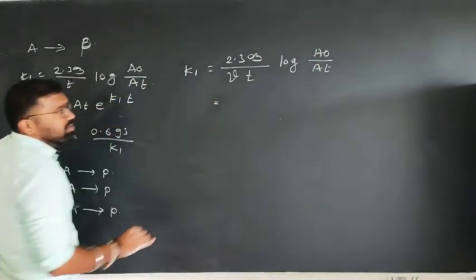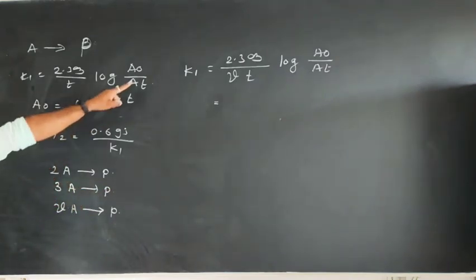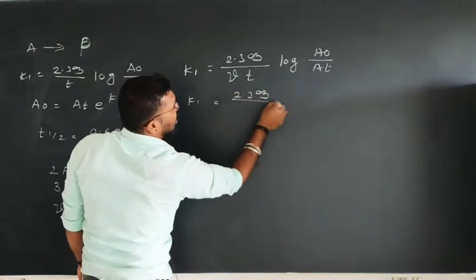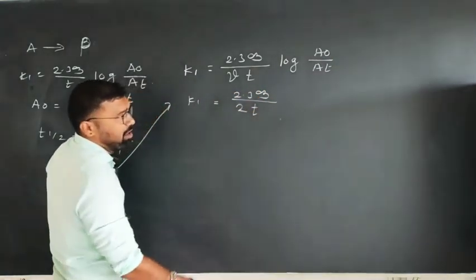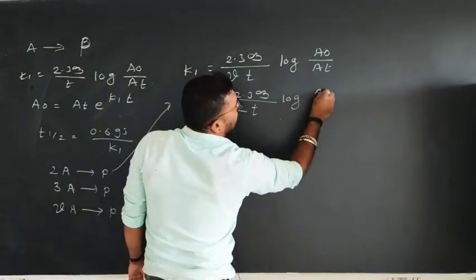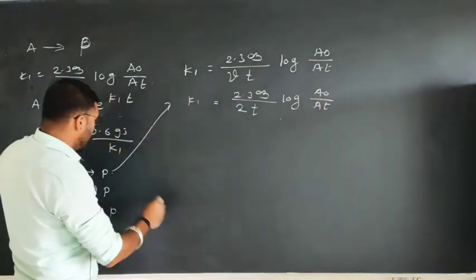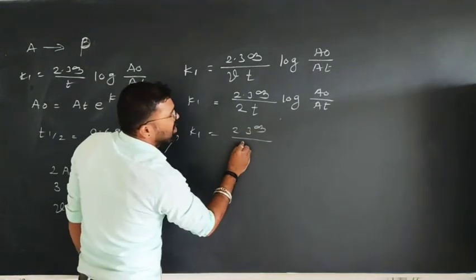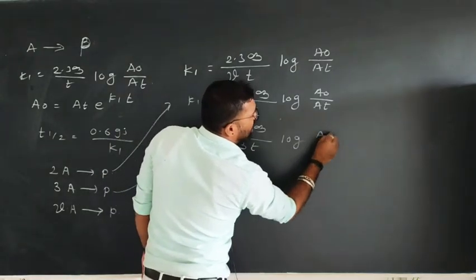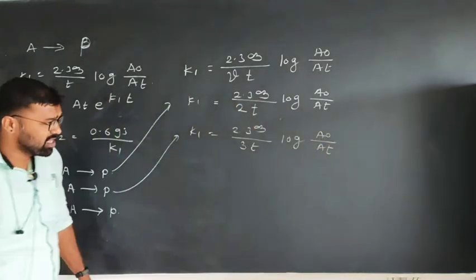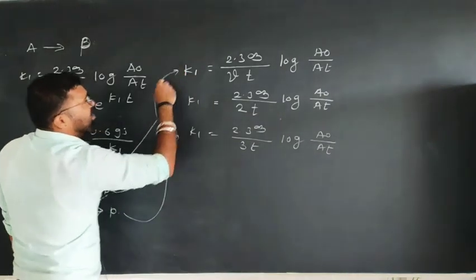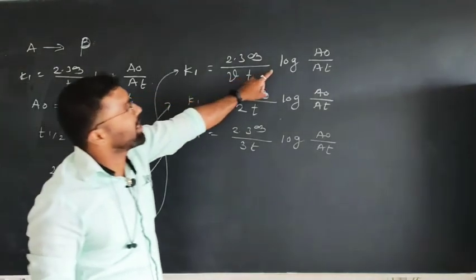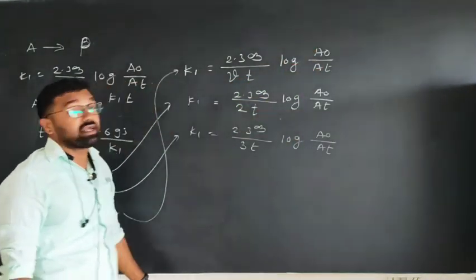So for this reaction I can write K1 is equal to 2.303 upon stoichiometry 2, therefore 2t, logarithm to the base 10 of A0 upon At. For this reaction I can write K1 is equal to 2.303 upon 3t, logarithm to the base 10 of A0 upon At. For a general reaction I can write K1 is equal to 2.303 upon stoichiometry into t, logarithm to the base 10 of A0 upon At.